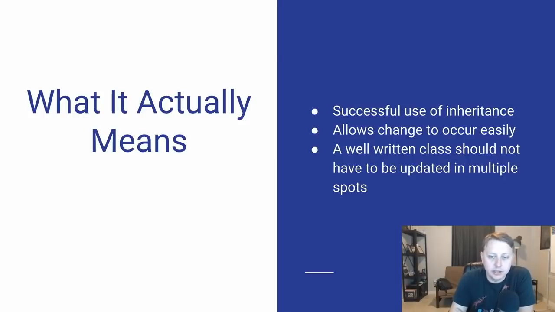You know, how we can extend things using inheritance gives us some flexibility to make our code more, wait for it, solid. It allows us to change our code easier and allow these changes to occur easily, so that we don't have to worry about it breaking and it being an issue to jump into the code, and we don't have to update it in multiple spots. And this last note here is, a well-written class should not have to be updated in multiple spots.